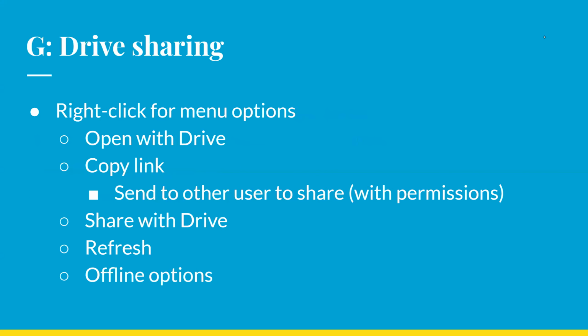So it is possible, like I said, to share out of the G drive. And there's a menu option when you right click. It allows you to open with Drive, to copy a link to the document, and that way you can send it to another user as a shared document. Or you can actually share with Drive, and I'll show you what happens when you do that, but it's very similar to what you see when you're up in Google Drive. There's also a refresh option to make sure that it's gone up and completely double-checked and has all the files that you've been working on. And there is an option to download it as an offline document. And we'll talk about those differences and how all that works.